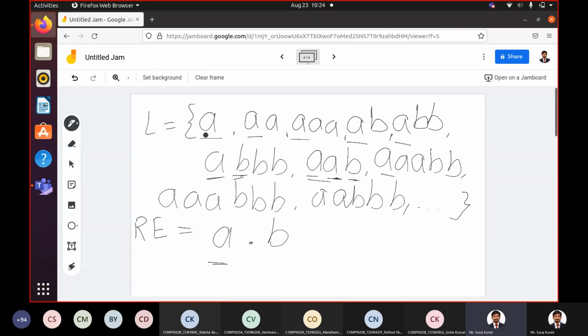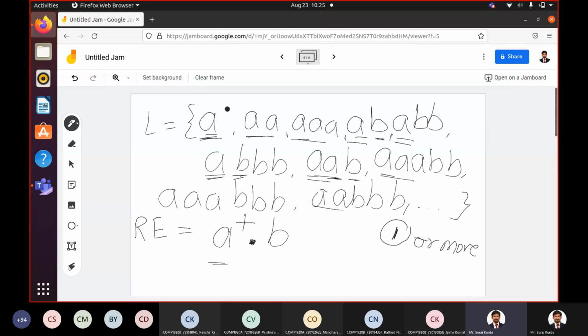A is repeated one time, two times, three times, and so on, any number of times, but the minimum number of times it is repeated is one. So for one or more, we have the operator plus. So it is A plus. The number of A is one or more times, followed by, so it is dot, that is concatenation, followed by B.